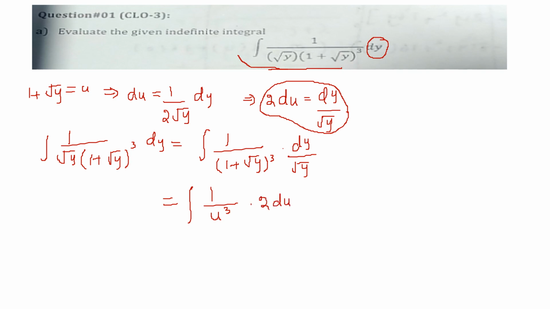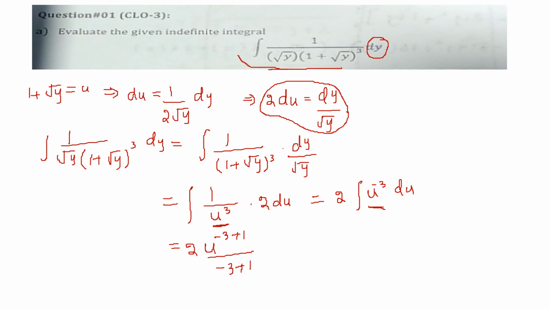2 is a constant, so it can be taken out of the integral. This becomes 2 times, if I take u cube in the numerator, u raised to the power minus 3 du. The integrand has been converted into a simple term. We can use the power rule of integration here. This gives us 2 times u raised to the power minus 3 plus 1 divided by minus 3 plus 1.